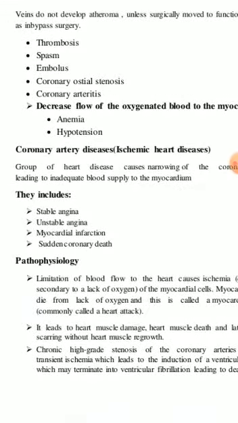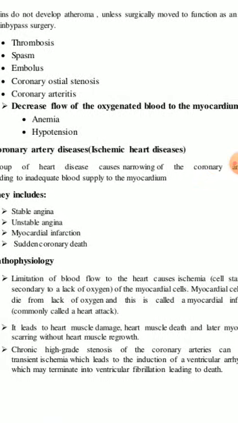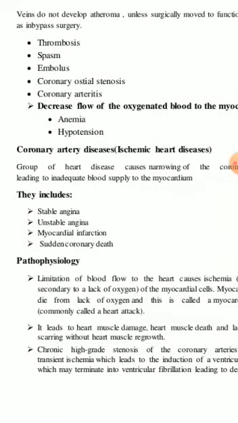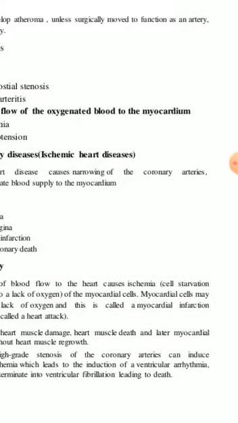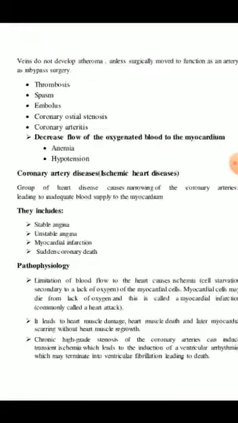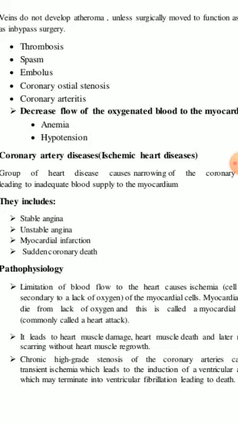Okay, basically coronary artery disease, or ischemic heart disease, is a group of heart diseases that cause the narrowing of coronary arteries, leading to inadequate blood supply to the myocardium. These diseases include, first of all, angina. Angina has further subtypes. You don't need to memorize those subtypes, just maybe know the names: stable angina, unstable angina, myocardial infarction, and the coronary death, sudden coronary death.